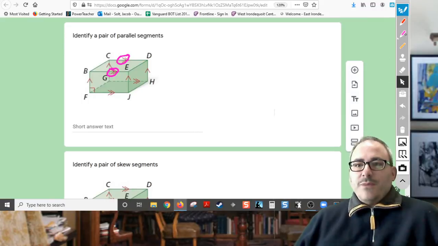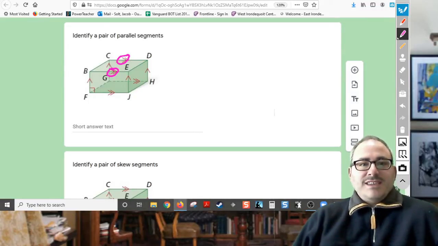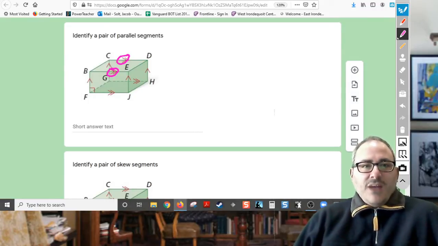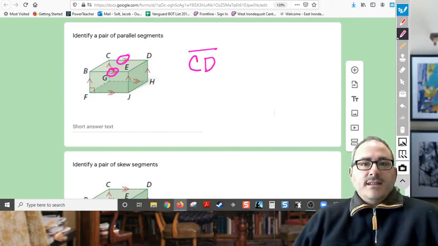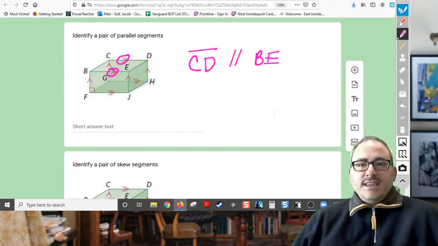I won't say it because I want you to. Actually, I will give you one example. I'll give you this one as an example. Here's what I want to see when you write this in. I want you to use the geometric notation. Normally, if we were on paper, here's how I'd want you to do it: line segment CD is parallel to line segment BE. This is how I'd want you to do it if we were doing this on paper.